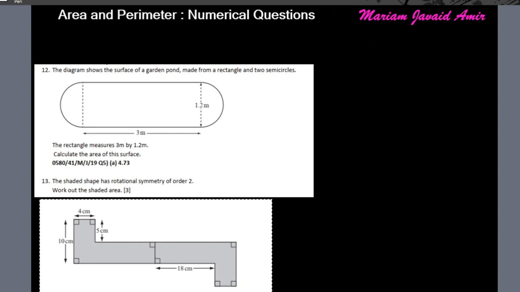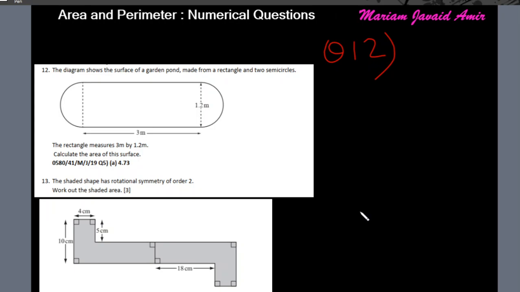Question number 12. The diagram shows the surface of a garden pond made from a rectangle and 2 semicircles. The rectangle measures 3 meters by 1.2 meters. Calculate the area of the surface.